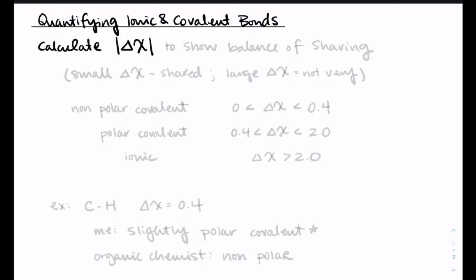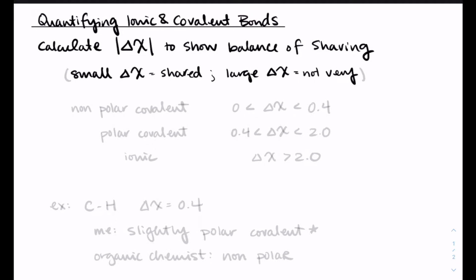So to quantify an ionic or covalent bond, calculate the difference in the electronegativity. And I've got absolute value around here. You just want the difference. The positive or negative doesn't mean anything. All we want to know is how much are these electrons shared or not shared. So since electronegativity is the ability of an atom to pull electrons toward itself in a bond, a small difference in electronegativity means they're both kind of pulling equally. You can think about it like a tug of war. Those are pretty well shared.